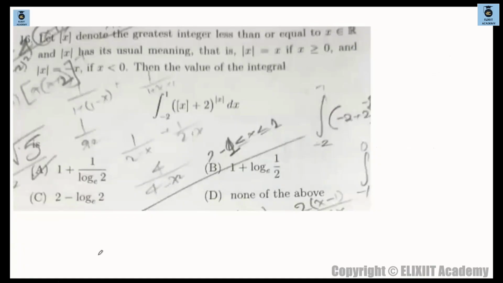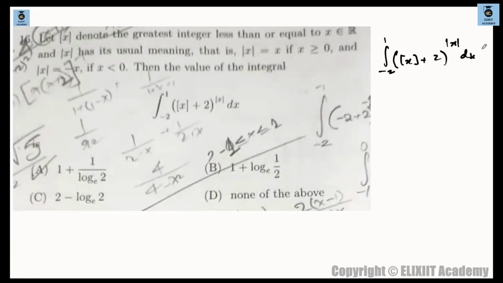Okay, next we have this question. Here the question says that [x] denotes the greatest integer less than or equal to x, where x belongs to R, and |x| has its usual meaning. We have to find the value of the integral from -2 to 1 of ([x] + 2)^|x| dx. It's a very straightforward question, not a difficult one.